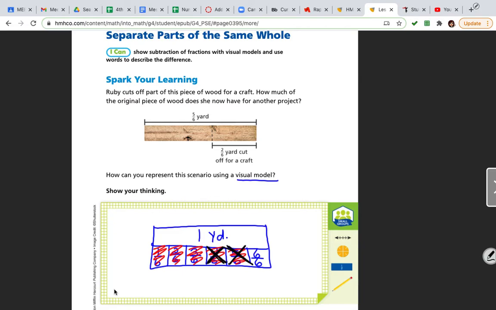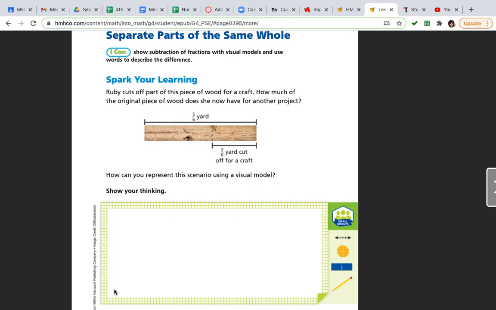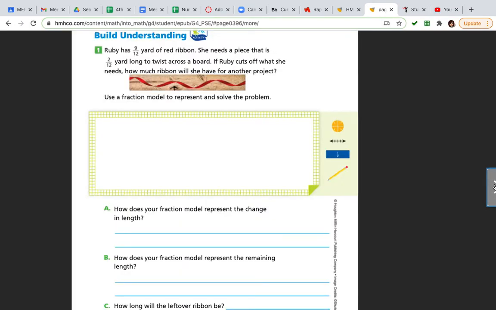So we cut off 2/6. How much does she have left? Well, she has 3/6 pieces left. So we can say 5/6 subtract 2/6 equals 3/6 yards. On the next page, and remember to pause it at any time if you're still writing notes.